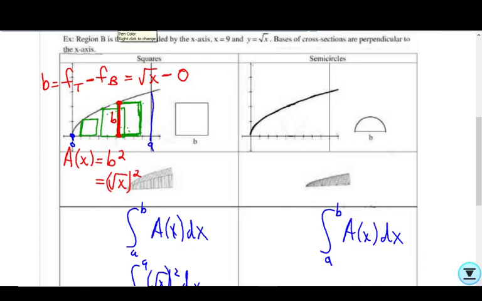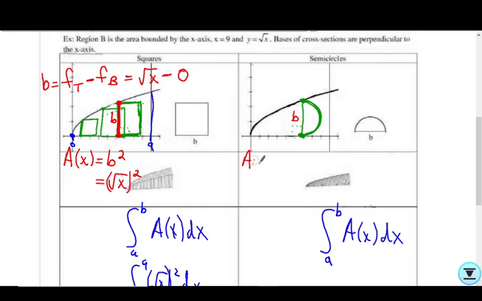I'm going to draw one of my shapes just so I make sure. So it's going to be perpendicular. So here's my perpendicular to the x. And now we're going to have semicircles going like this. So this is my base, the base.